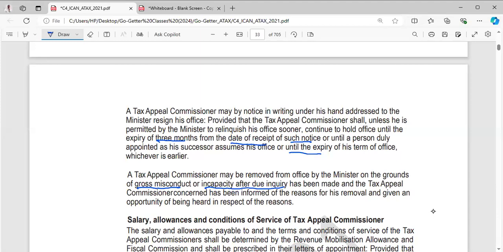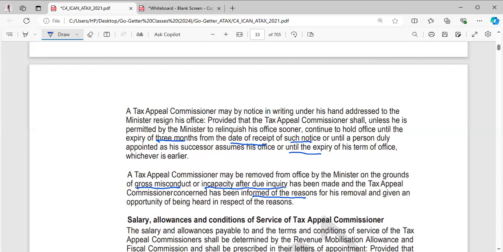And the tax appeal commissioner will have to be informed of the reason for his removal after being given the opportunity of being heard. So you will be given an opportunity to present your case. You will be heard. Then when you are heard, you will be told the reasons why you are being removed from office.